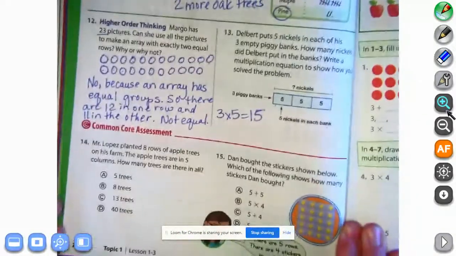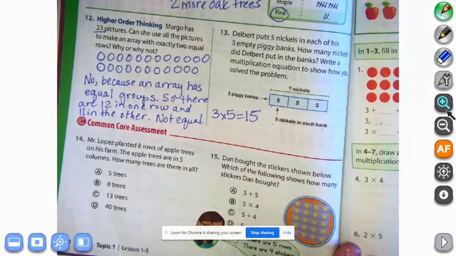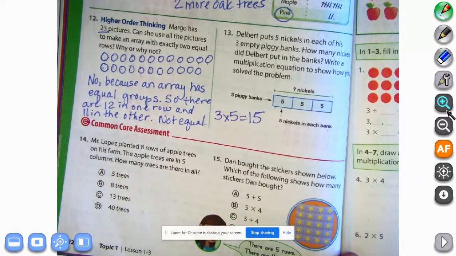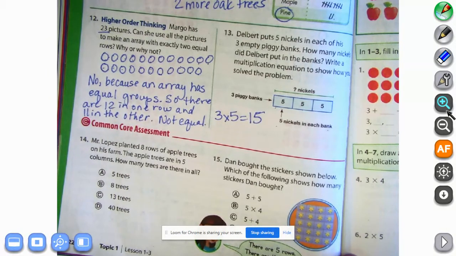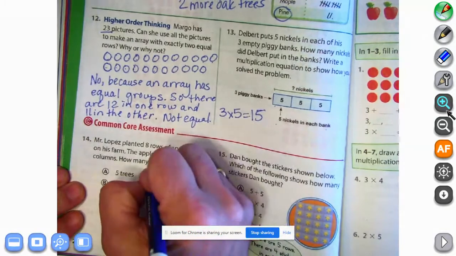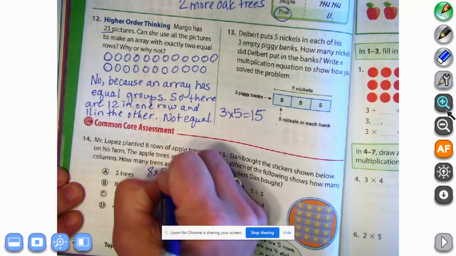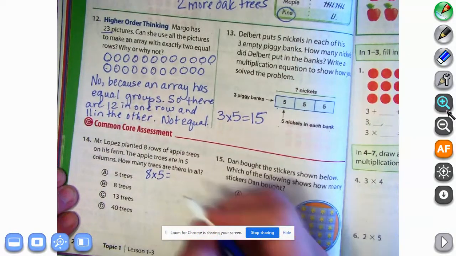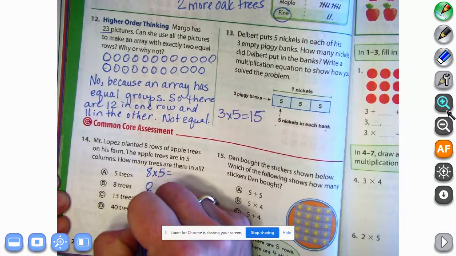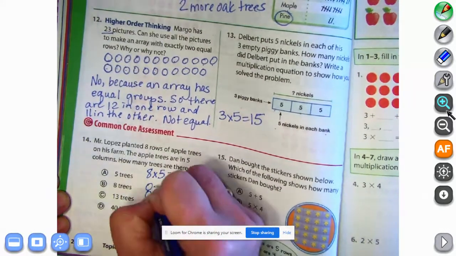All right. Number 14. Mr. Lopez planted 8 rows of apple trees on his farm. The apple trees are in 5 columns. How many trees are there in all? 8 groups of 5. Okay? We can draw a picture here. We've got 1, 2, 3, 4, 5, 6, 7, 8.